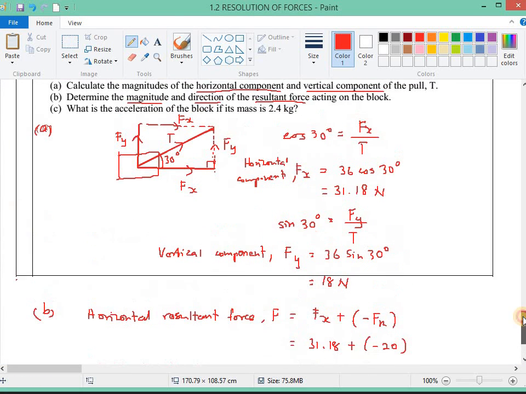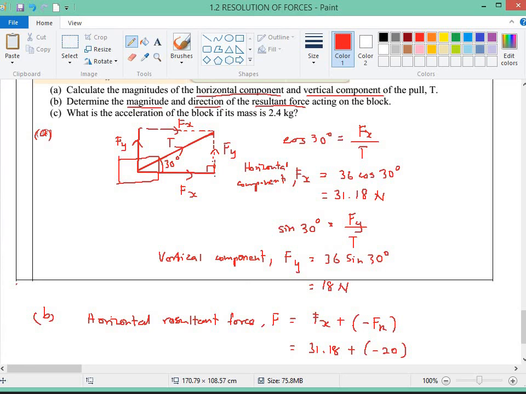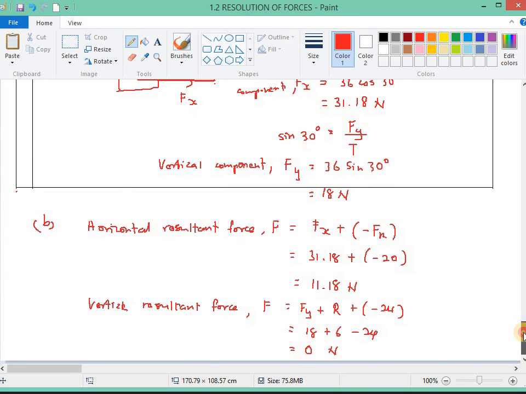Okay, again, you look at C, it says what is the acceleration of the block if its mass is 2.4 kilogram. So we look at the horizontal resultant force, it is not equal to 0. That means the force is not balanced. Resultant force not equal to 0. So this resultant force will be able to give the block an acceleration. So if you want to calculate the acceleration, we just use this horizontal resultant force. We don't have to use the vertical resultant force, just the horizontal resultant force.